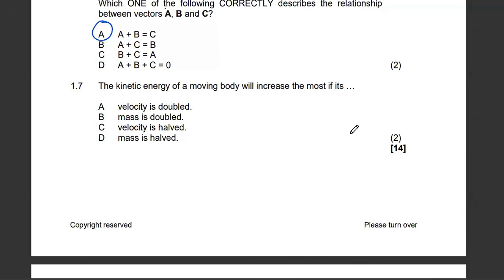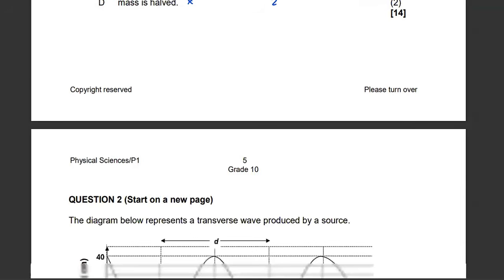And then 1.5, the kinetic energy of a moving body will increase the most if the velocity is doubled, the mass is doubled, the velocity is halved, or the mass is halved. I think option A is the best, okay? Because we know that the EK is a half mv squared. So if the velocity is increased, definitely the energy will also increase.